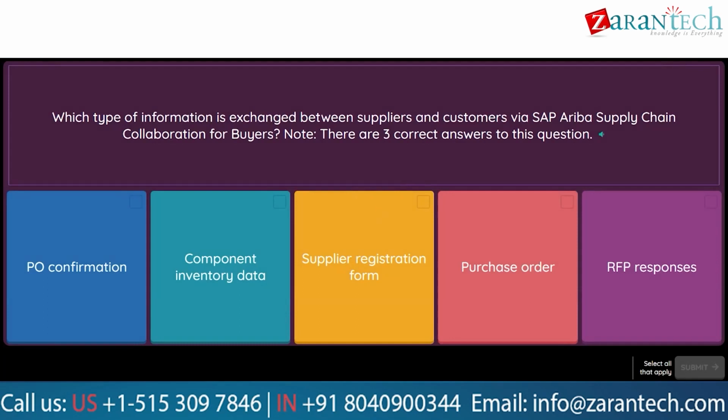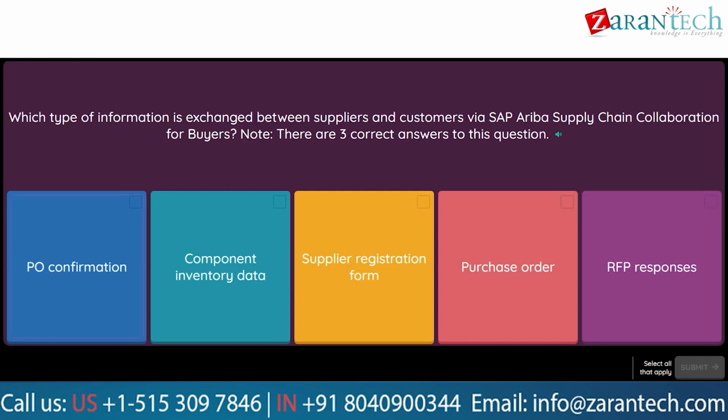Question: which type of information is exchanged between suppliers and customers via SAP Ariba Supply Chain Collaboration for Buyers? Note: there are 3 correct answers to this question. Option 1: PO confirmation. Option 2: component inventory data. Option 3: supplier registration form. Option 4: purchase order. Option 5: RFP responses.